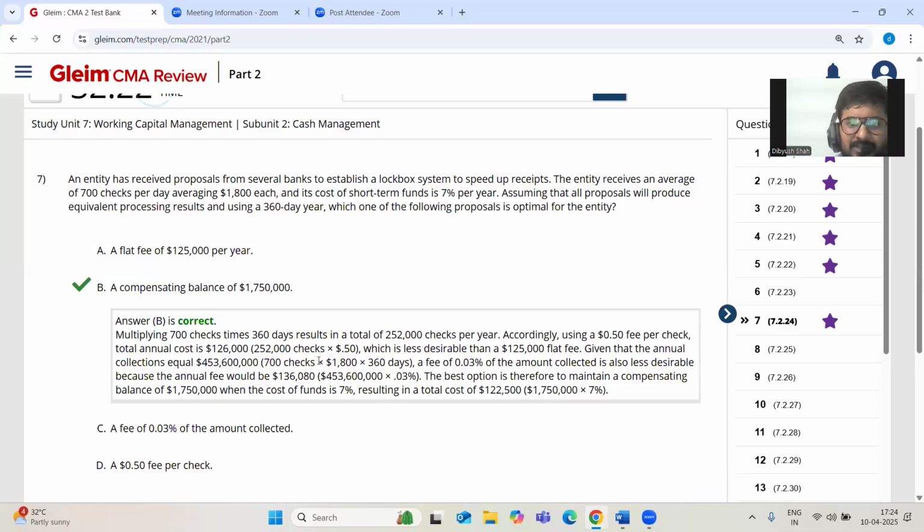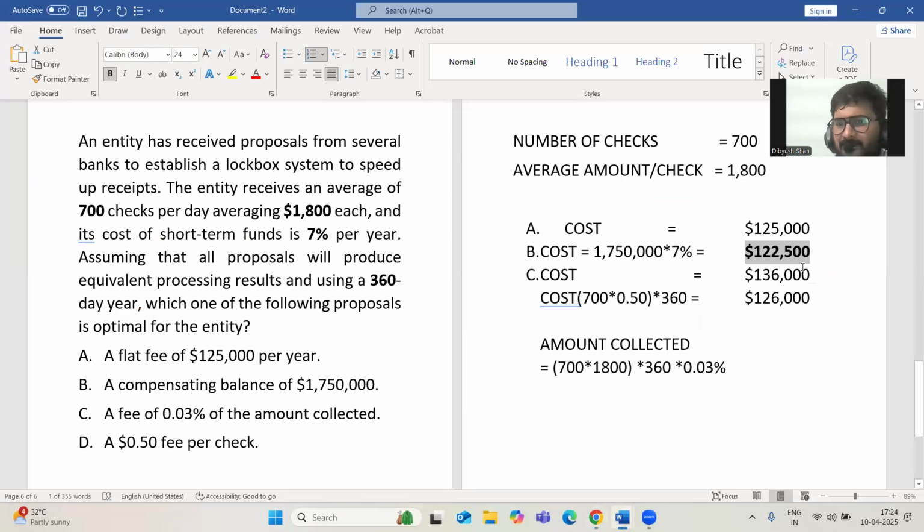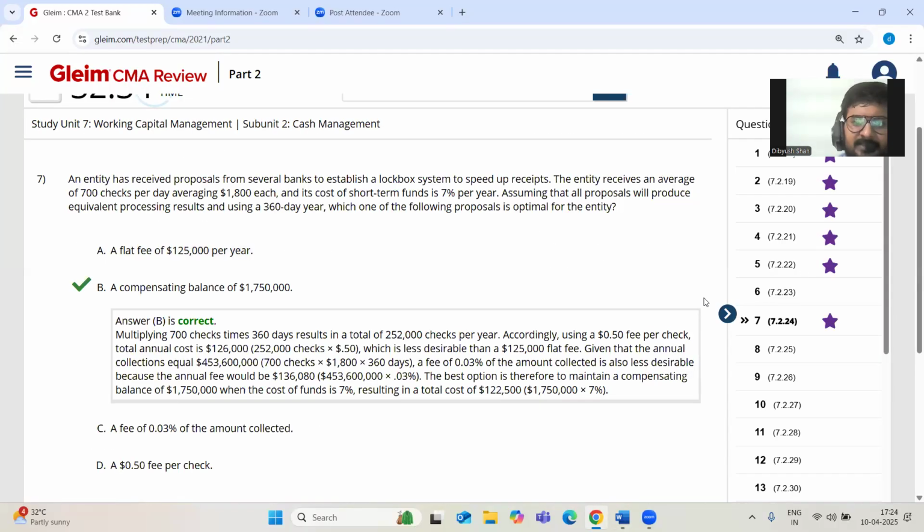Given that the annual collection is this much, a fee of 0.03% will be 1,36,080. 1,36,000 is what we got. Of course, this is also more expensive. Compensating balance cost is only 1,22,500. So we should go with the compensating balance.